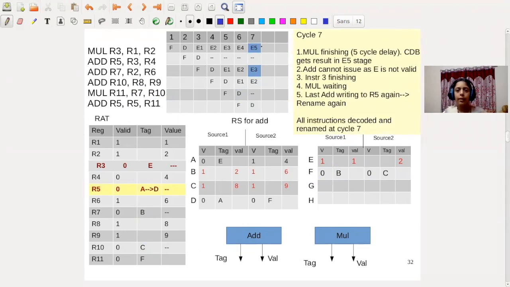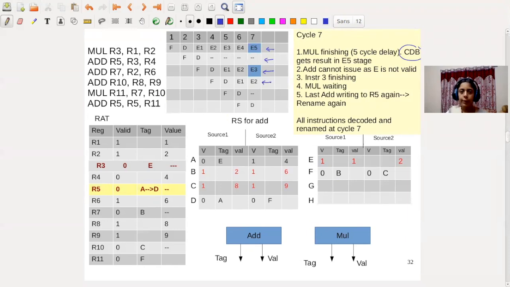Now in the next cycle, the multiply is finishing its execution, and like we assumed, it is going to write the result to the CDB in the same cycle. The add is also completing its execution, and therefore that's also going to write its result to the CDB. Now the second instruction, add, cannot start execution right now because the result has not yet come to the registers or to the reservation station, so it has to wait one more cycle.